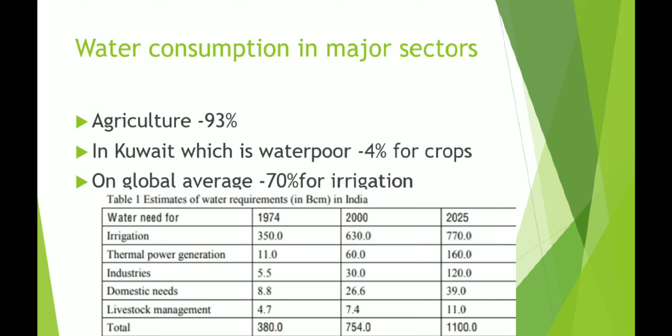Water consumption in major sectors. Agriculture consumes about 93% of the water. In Kuwait, only 4% is used for the crops as it is water poor. On a global average, 70% of the water is used for irrigation. The table below gives the estimation of water requirements in India.